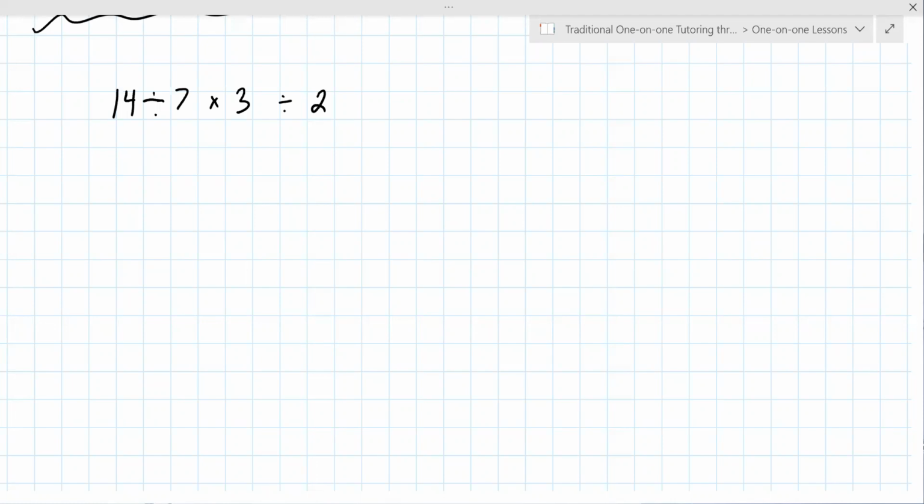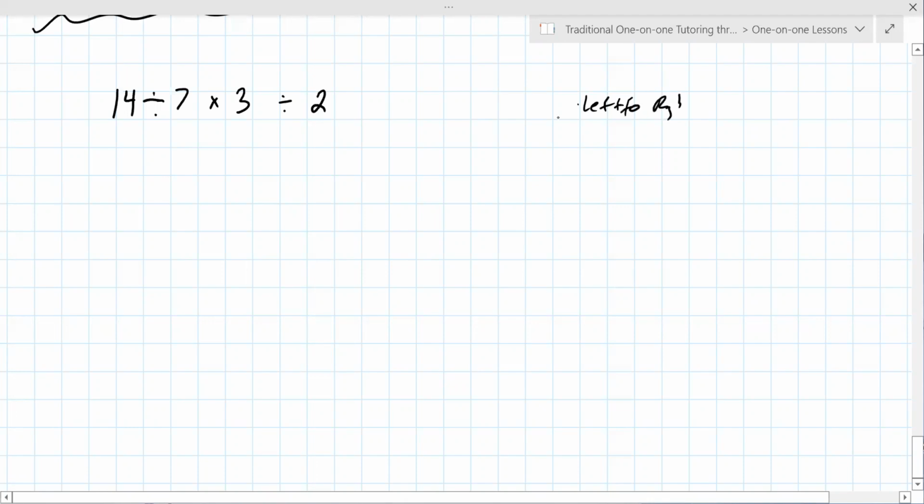Okay, so 14. Can I do multiplication first, or do I have to do a division? You should do it left to right when it's in this order. So 14 divided by 7, or you can say to yourself, 7 times what number gets you to 14? Which is 2 times 3 divided by 2.